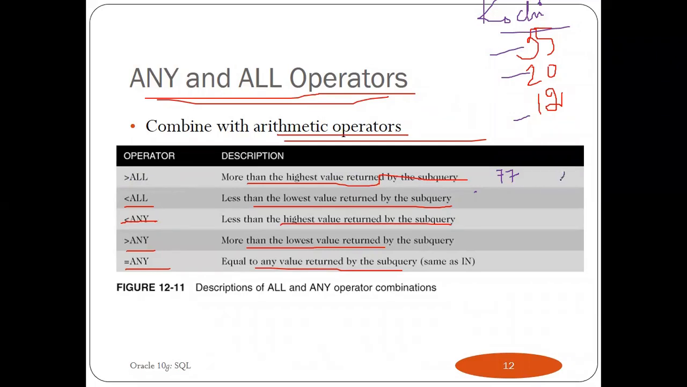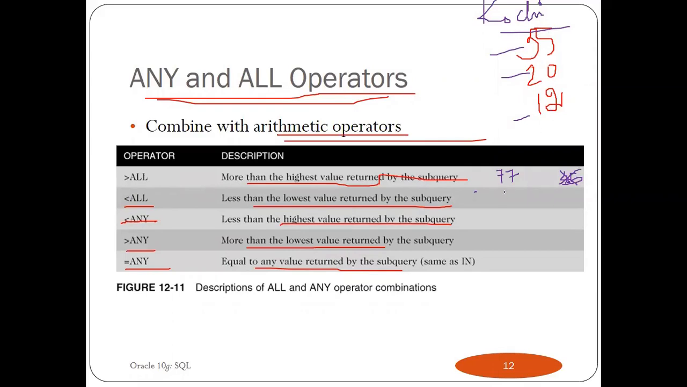Imagine you have a number called 45. Greater than ALL means it should be greater than all the values here. 45 is greater than 12, greater than 20, but not greater than 55. So 45 will not qualify. Only 77 will qualify. Now let's find out what less than ALL means. It should be lesser than all the values, lesser than the least value, 12.